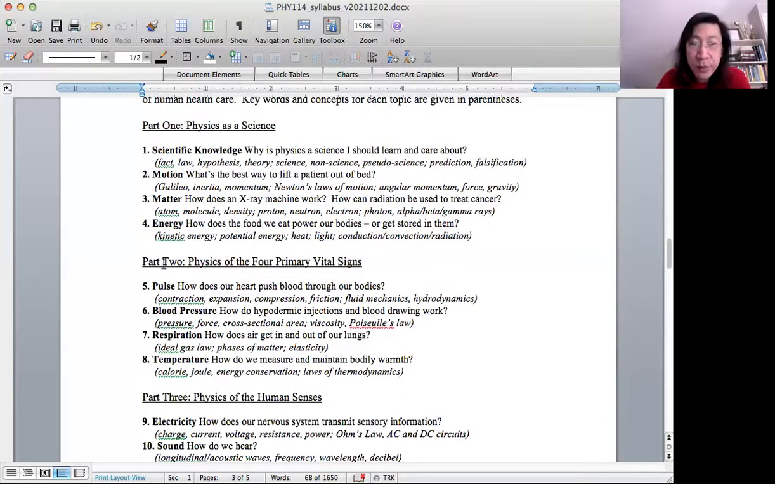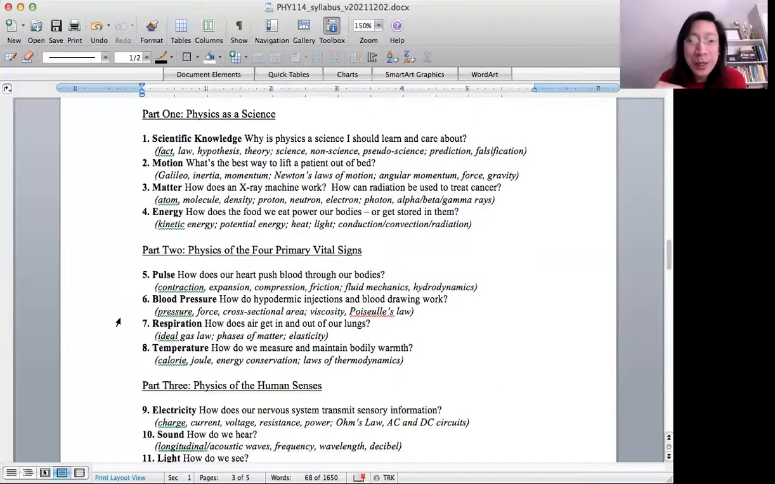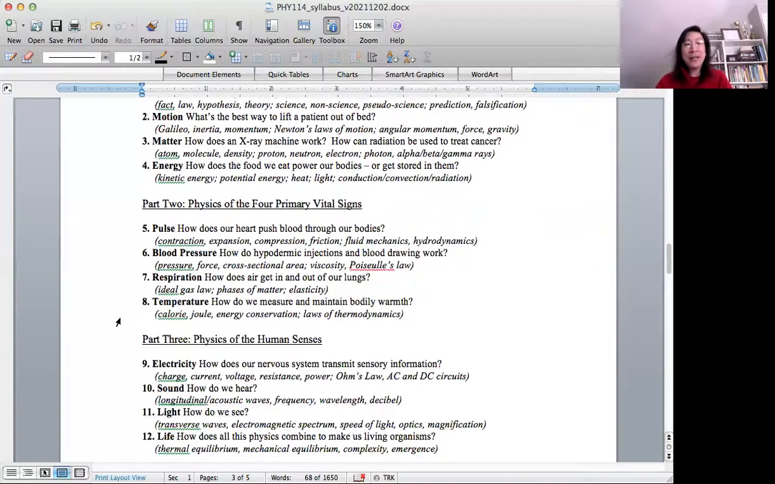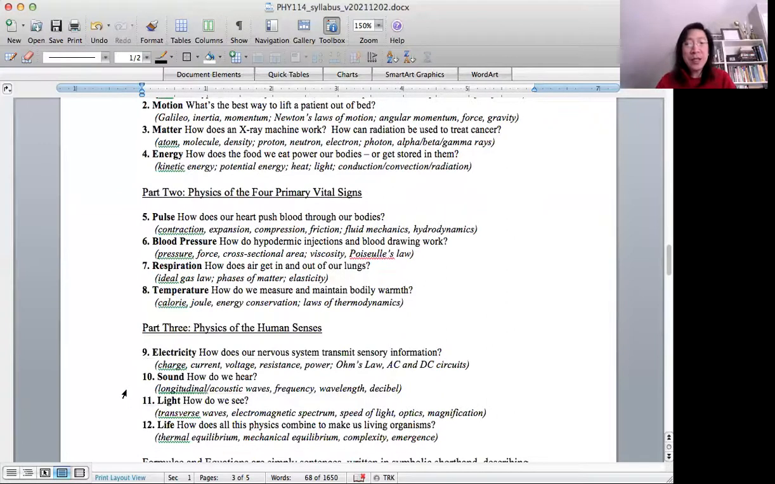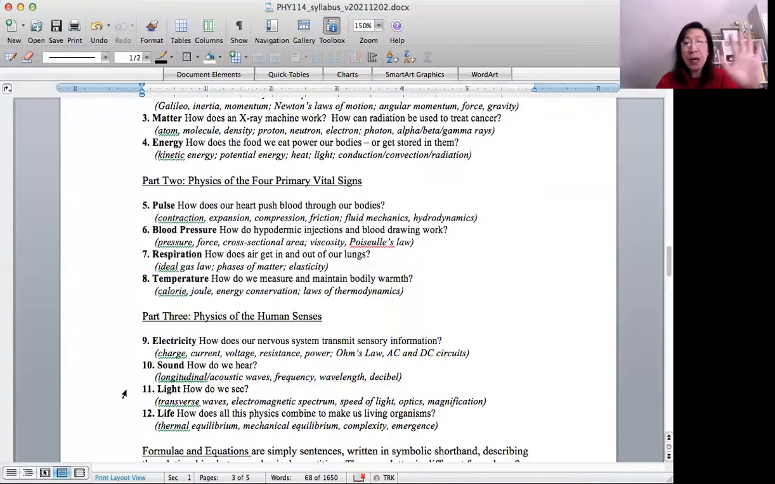The first part is about physics in general. What's the point of it? How does it work? Second part, the 4 primary vital signs. We'll get to that in another moment. And then finally, the physics of the human senses. How do we see? How do we touch? How do we hear? Things like that.